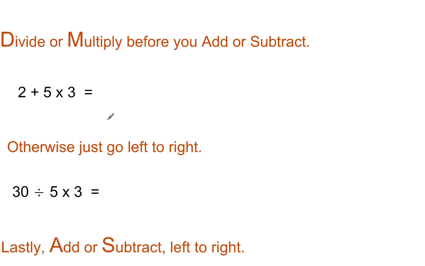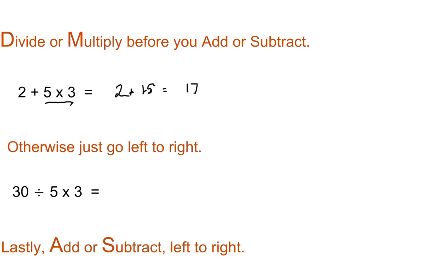Next, if we have multiplying or dividing, we do that before adding and subtracting. So here's the question where we have 2 plus 5 times 3. The first thing we're going to deal with is the multiplying. So 5 times 3 is 15. And now we can add them together. 2 plus 15 is 17. So we just have to remember to multiply and divide before we add and subtract.